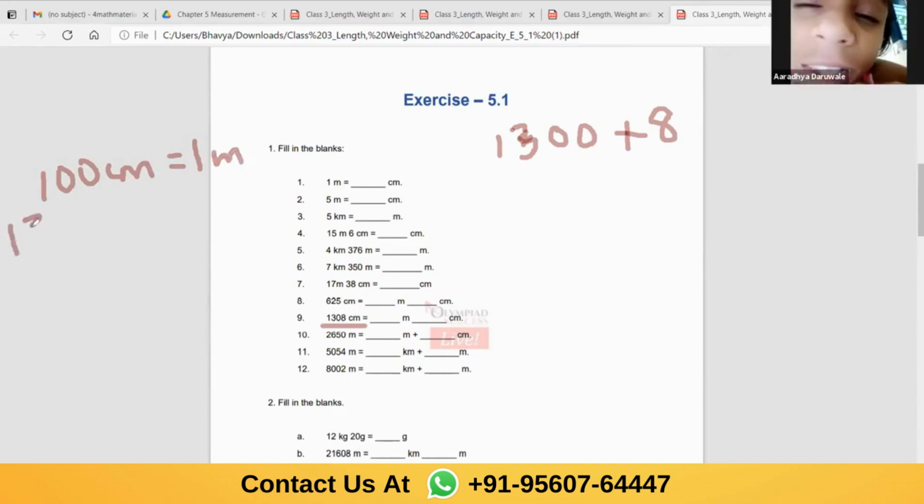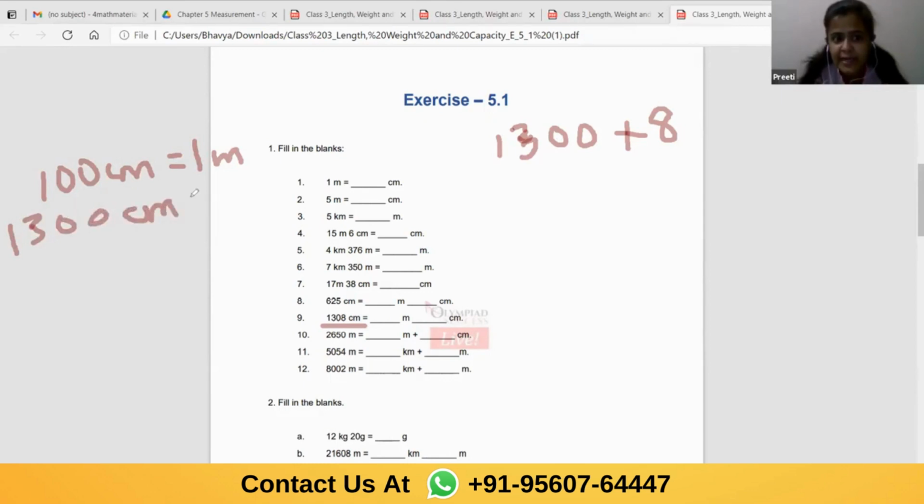I am saying if 100 centimeters make 1 meter, then 1,300 centimeters will make how many meters? 13 meters. Ma'am, 13. Who said 13? Zaira. Yes, Zaira, that is correct. Look here, Aradhya. If 100 centimeters make 1 meter, then 1,300 centimeters will make 13 meters.